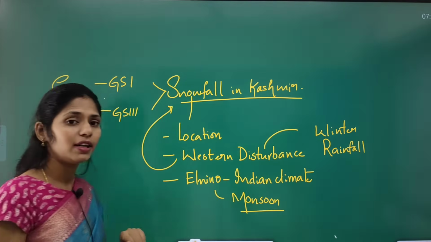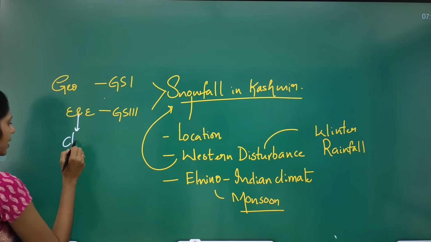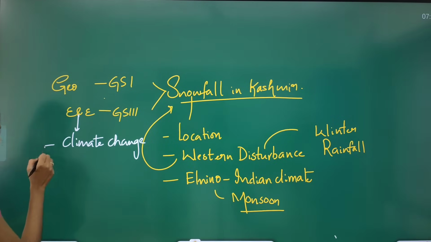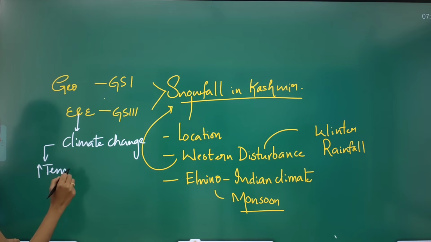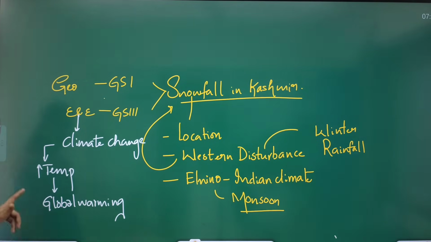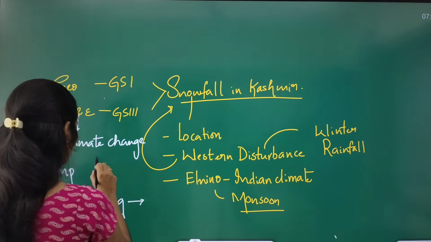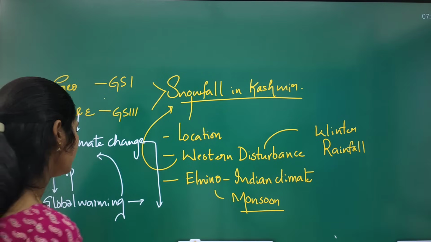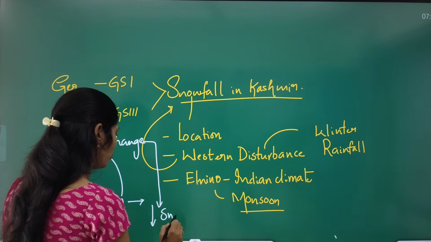And if you see from environment and ecology, you will be reading about climate change. Now we are seeing there is increased temperature. This increased temperature is causing global warming, and because of this global warming, it is affecting the climate. It is causing climate change. And one such climate change event that we are seeing is the decreasing of snowfall.